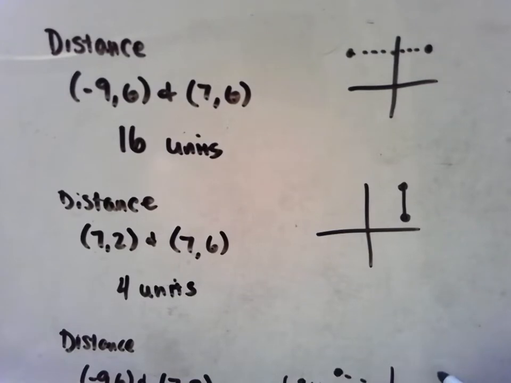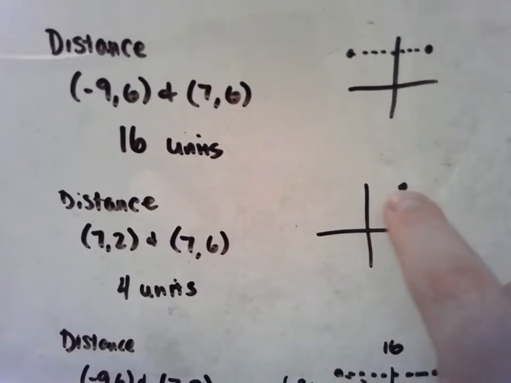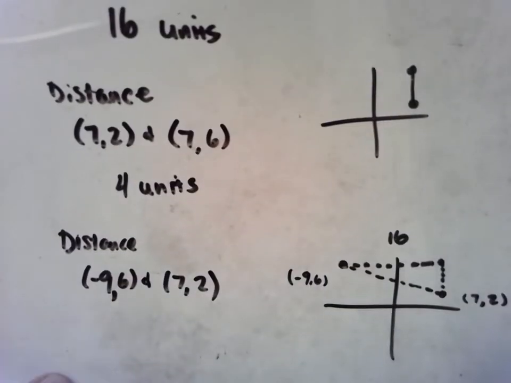I took the distance between negative 9, 6 and 7, 6, and I found that that was 16 units horizontal. And I found the distance between 7, 2 and 7, 6, which is a vertical distance. So any diagonal distance can be broken into its components of horizontal and vertical. We said that the horizontal distance was 16 and the vertical is 4. What shape do I now have? I now have a right triangle.